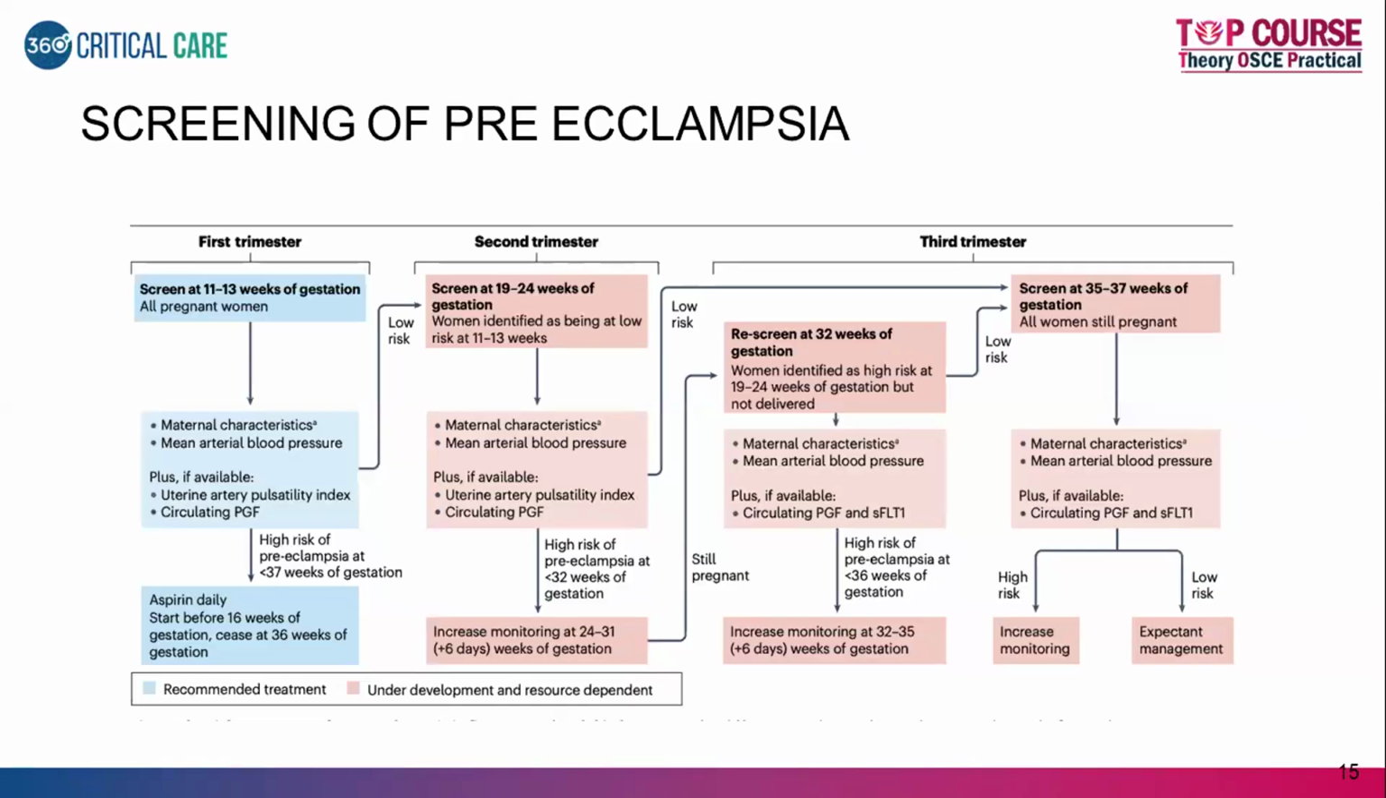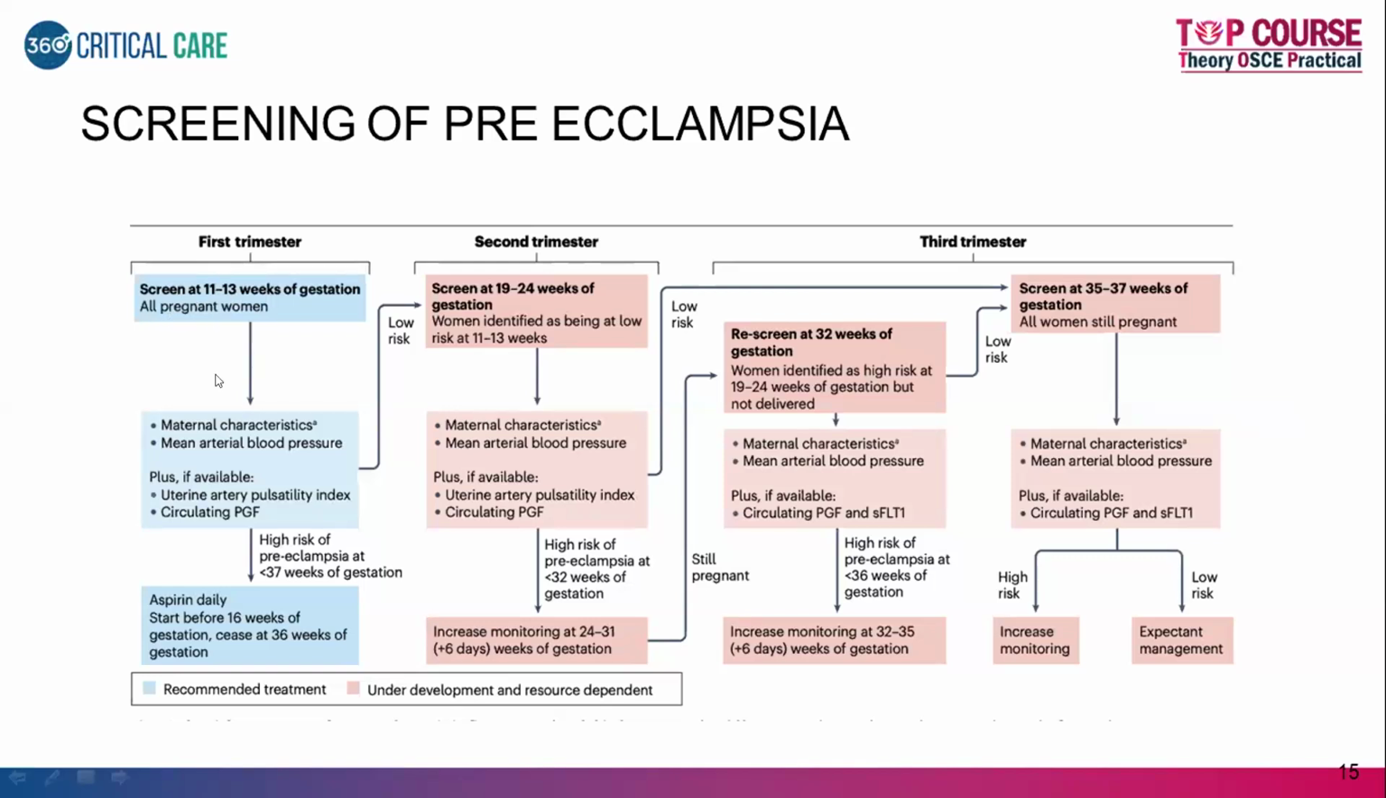Now, important is your screening of preeclampsia. So at what stage you have diagnosed this patient has preeclampsia, and how to treat this patient is important. Okay, so only important points. First trimester. Usually they come for ultrasound or something, so you screen the patient. So screen at 11 to 13 weeks of gestation, any pregnant lady.